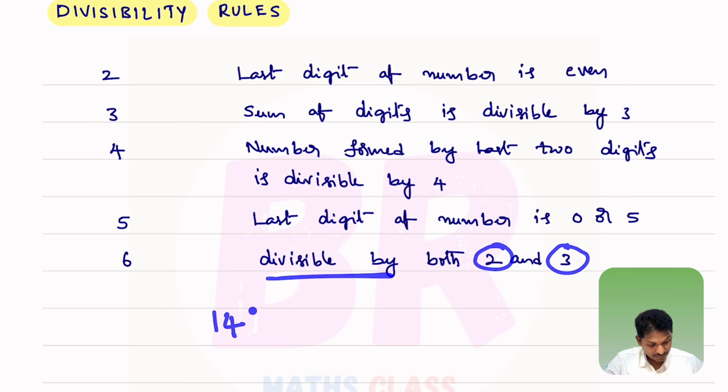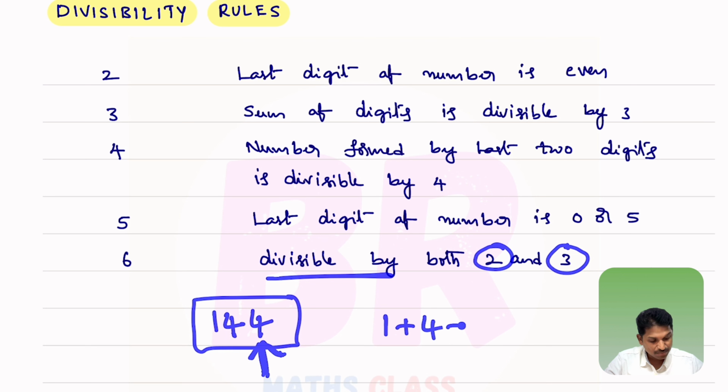Suppose this number is there, 144. Is this number divisible by 6? First point, as units place is an even number, then this number is divisible by 2. And is this number divisible by 3? You add sum of digits, 1 plus 4 plus 4 is 9. Is 9 divisible by 3? Yes. This 144 is divisible by 2 as well as 3. So 100% this number is divisible by 6.